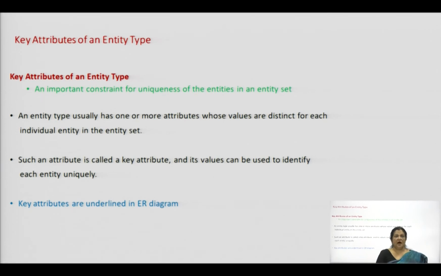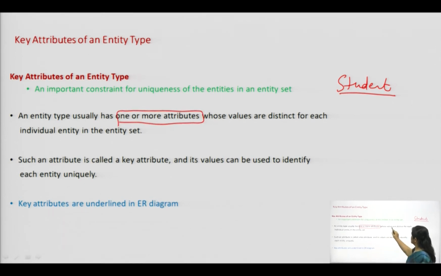Now, next is key attributes of an entity type. Key attributes means that an entity type usually has one or more attributes whose values are distinct for each individual entity in the entity set. Now, what does this mean? I have the entity type student, it has one or more attributes whose values are distinct for each individual entity, meaning each occurrence in the entity set.